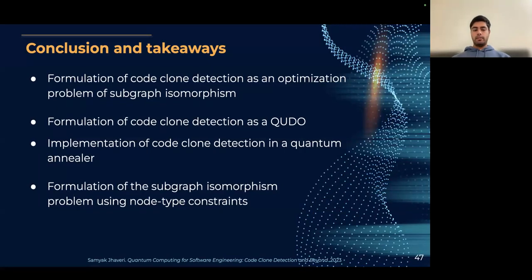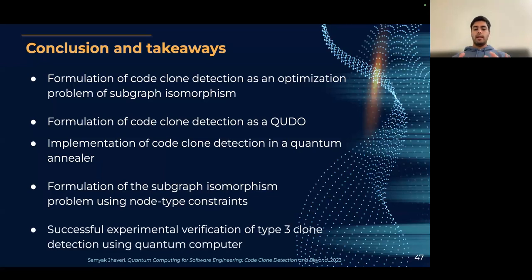And another contribution that we know worked is also the formulation of the subgraph isomorphism problem using node type constraints. So essentially, you can compare two given graphs and see if they're subgraph isomorphs of each other or not, or if the smaller graph fits onto the larger graph or not. And you can do it better using this formulation because it compares the node types information of the two graphs being mapped. And lastly, it is a successful experimental verification of type 3 code clone detection using a quantum computer.